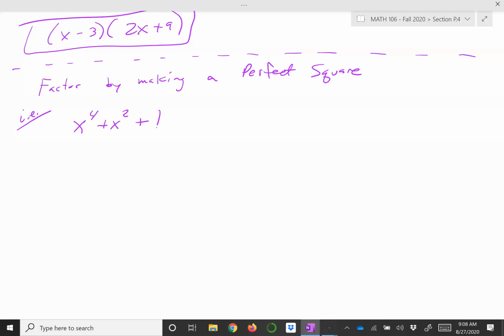So here's what you do. Can't do anything with this. So you look at the first term and the last term, and you take their square roots. So what are the square roots there? Square root of x to the fourth? x squared. And how about the 1? 1, right? All right. So there you go. I put a plus there just because everything else in there is plus.